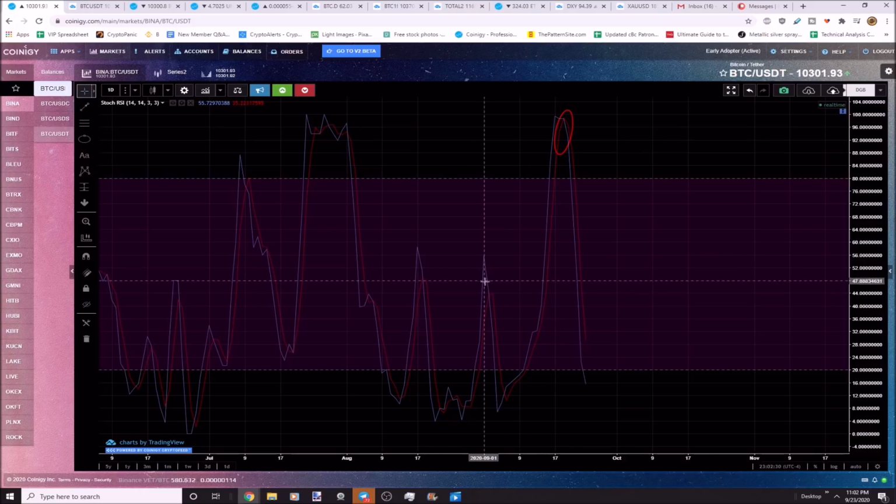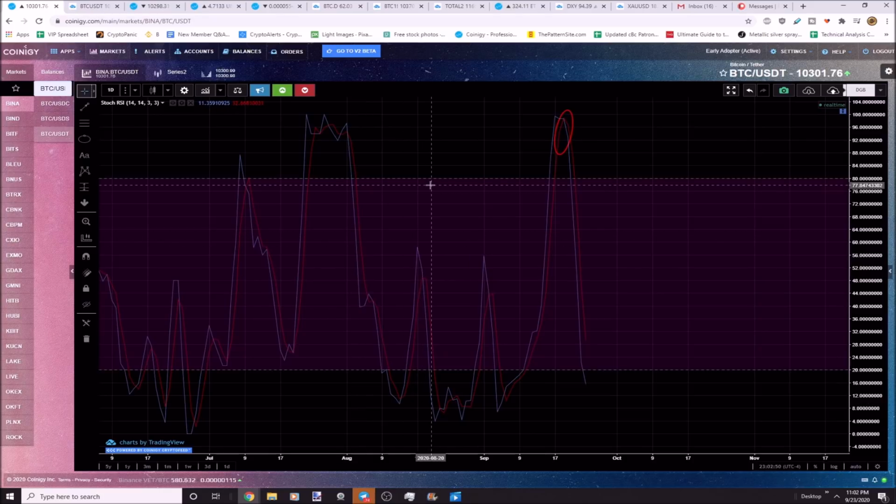Blue crosses down under the red line, sell signal. Blue crosses down under the red line, sell signal. Right, here's blue crossing up, buy signal. Blue crossing up, buy signal. So you've got the MACD idea in here.